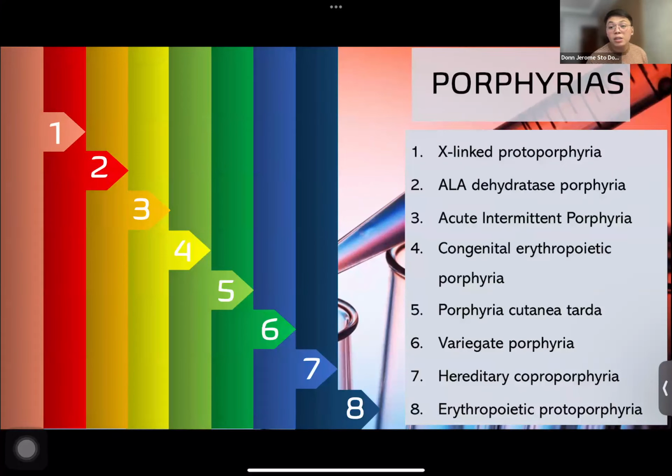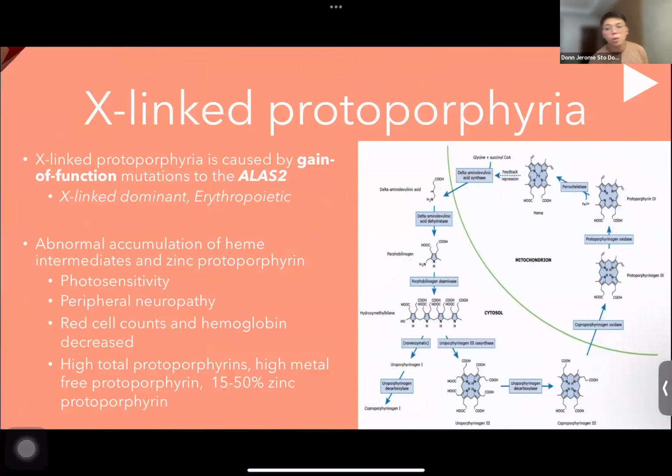So dapat memorize nyo na yung pathway. Hindi ko naman sinasabing memorize nyo na ngayon. Pag nag-aral kayo. Kasi kapag alam nyo which step or which enzyme is affected, the intermediate before it is expected to elevate. Tama ba? So kapag alam nyo yung mag-elevate na intermediate, alam nyo na yung manifestation ng patient. Alright. So let's start. X-linked protoporphyria.